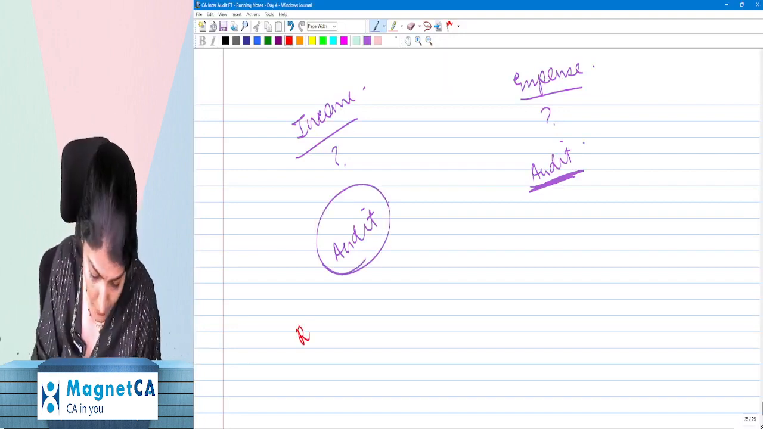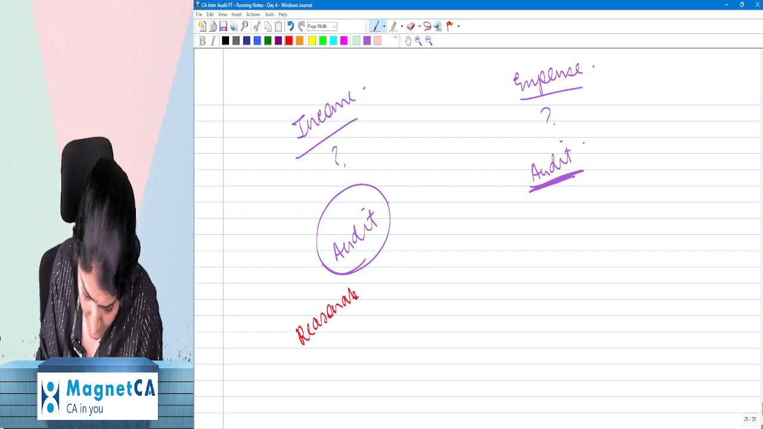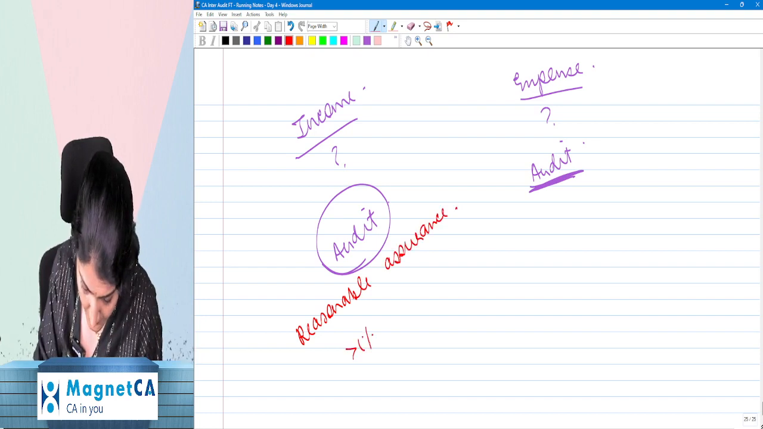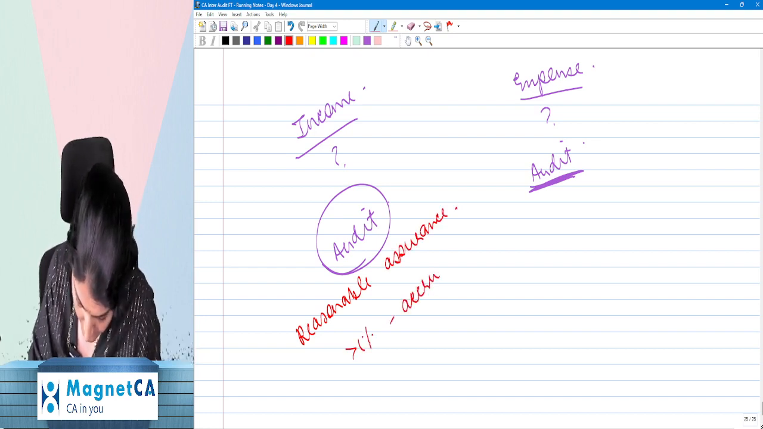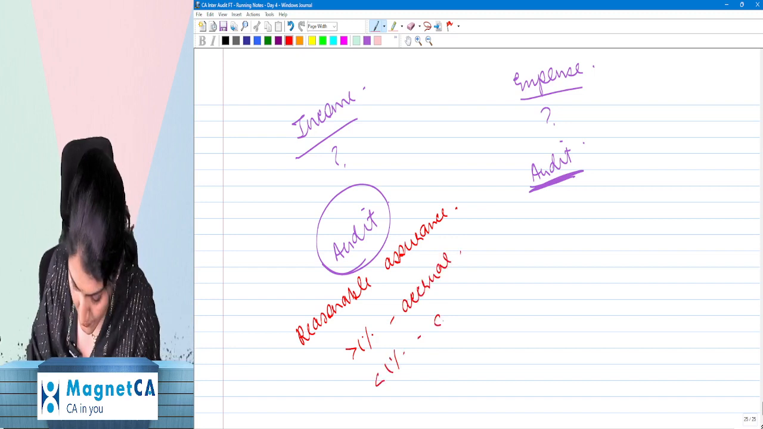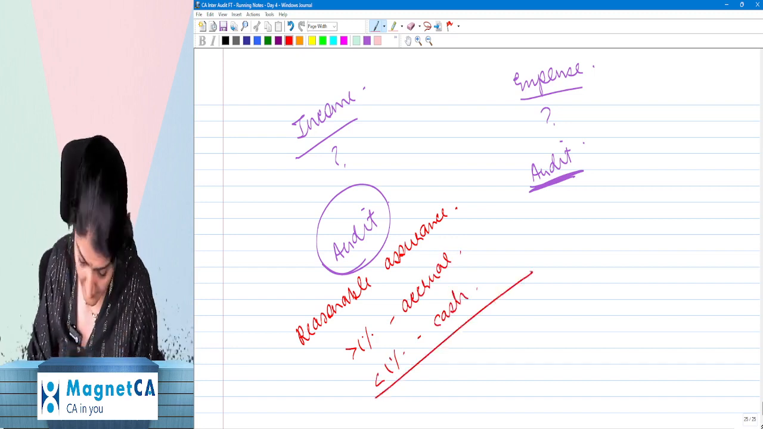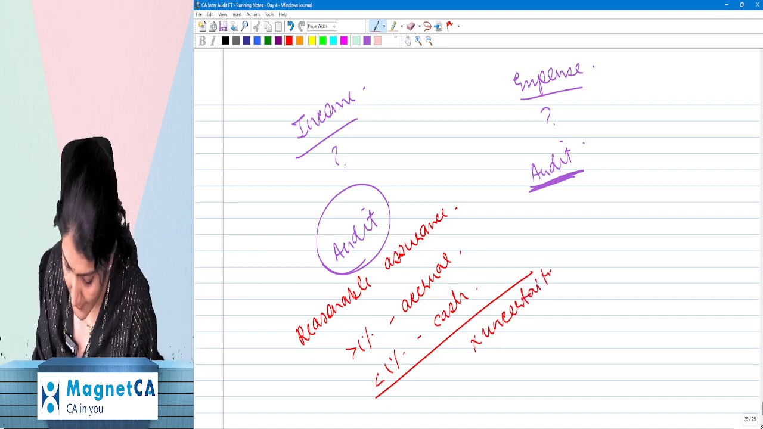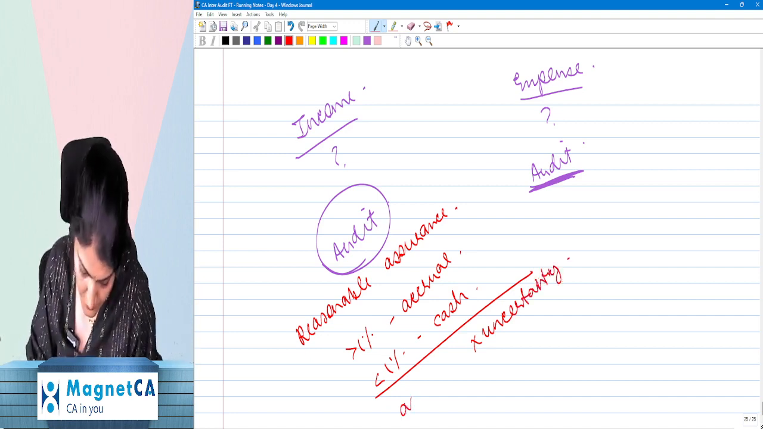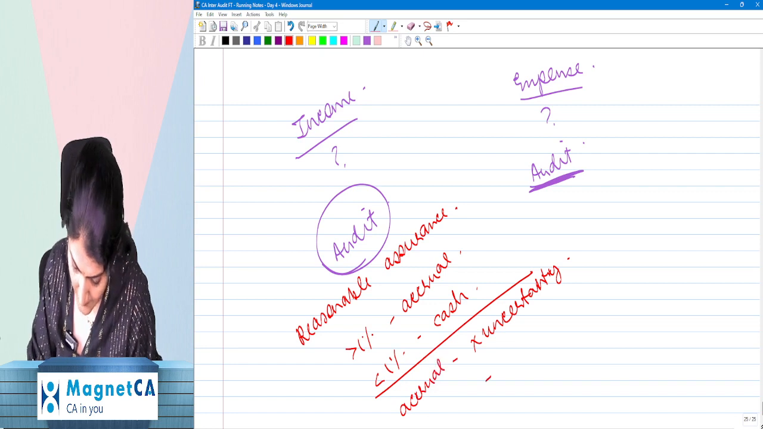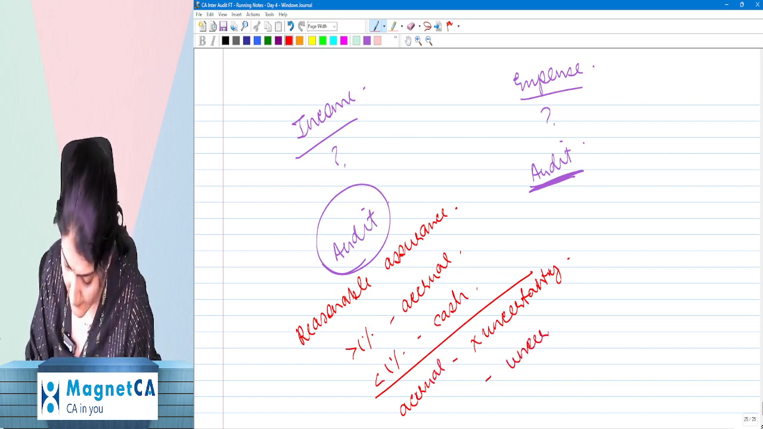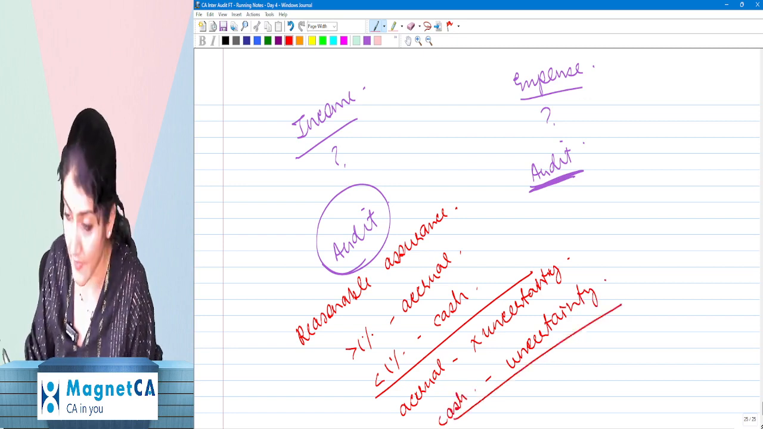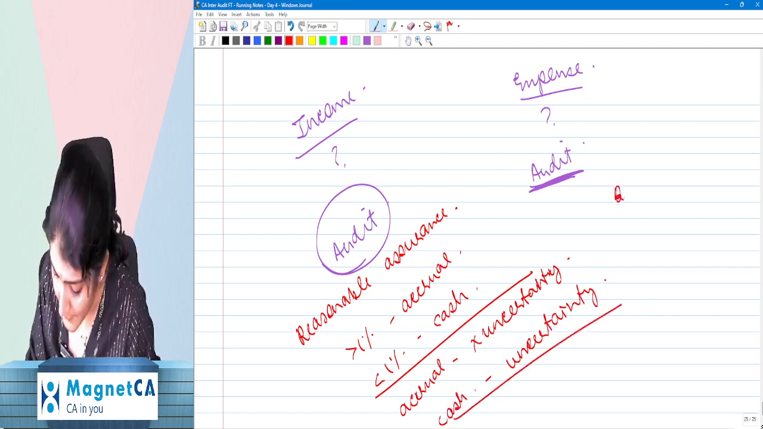What does it say? One, you have to obtain the reasonable assurance. Then if it exceeds 1% of total income, then accrual basis. If it does not exceed 1% of the total income, then when it is actually realized. If there is no uncertainty regarding the ultimate collection, then it is to be recognized on the accrual basis. If there is significant uncertainty regarding the ultimate collection, then it is to be recognized on the cash basis. Right?